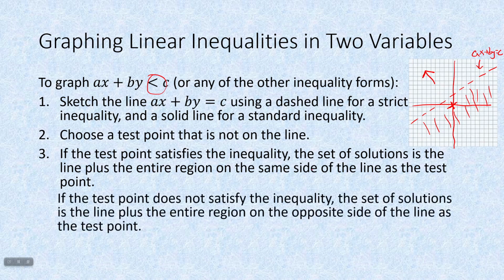Alright, so if the test point does not satisfy the inequality, the set of solutions is the line plus the entire region on the opposite side. So this is if it satisfies, and this is if it doesn't. And that's based on choosing the origin as my test point whenever I can.